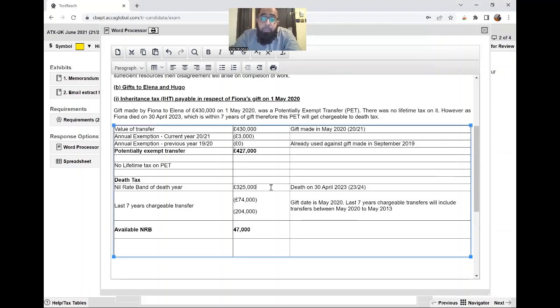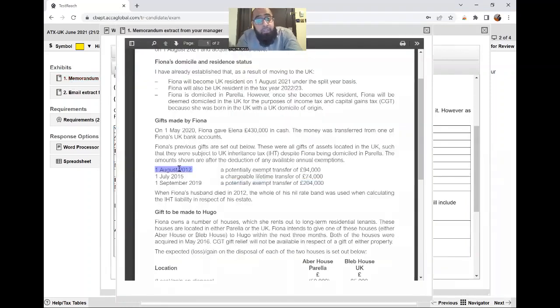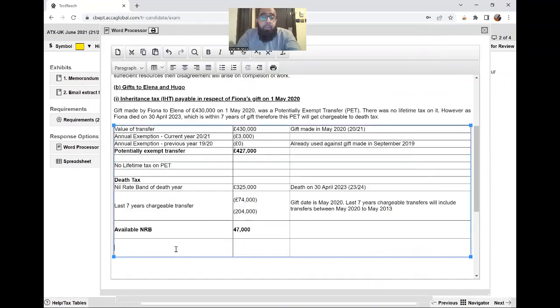Okay, so the nil rate band. Now we'll deduct the last 7-year chargeable transfers. Now the gift date is May 2020. We'll go back 7 years, so May 2013. So what are the gifts? This August 2012 will obviously be ignored. July 15, a CLT of 74,000. Here it is given that all the exemptions are already deducted from these. So this CLT is chargeable and this PET is also chargeable. Now this PET is also a chargeable transfer because it lies within 7 years of death. The death is in 2023 and this was September 19. So when I adjust both of them, I get the available NRB.